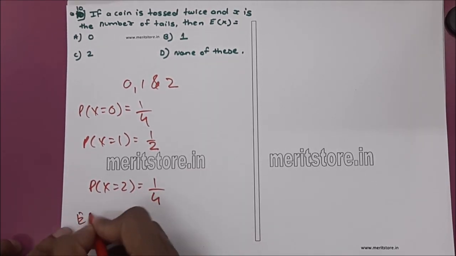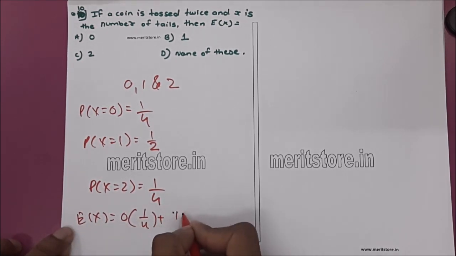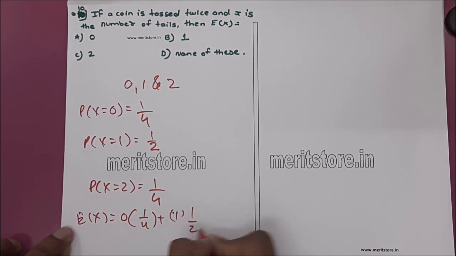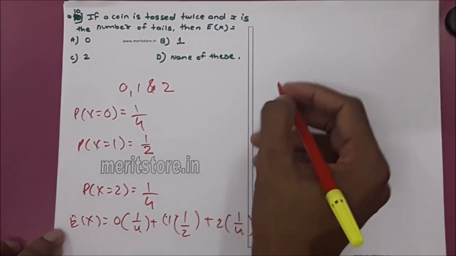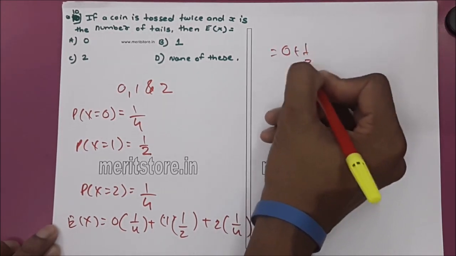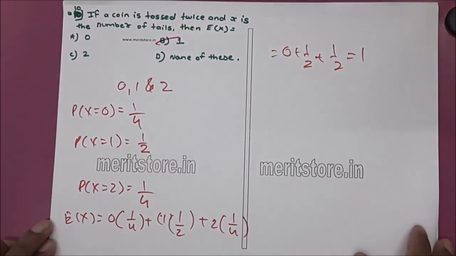And for the expected value, that is 0 into 1 by 4 plus 1 into half plus 2 into 1 by 4, equal to 0 plus half plus half, which is equal to 1, which is option B. Option B is the correct answer.